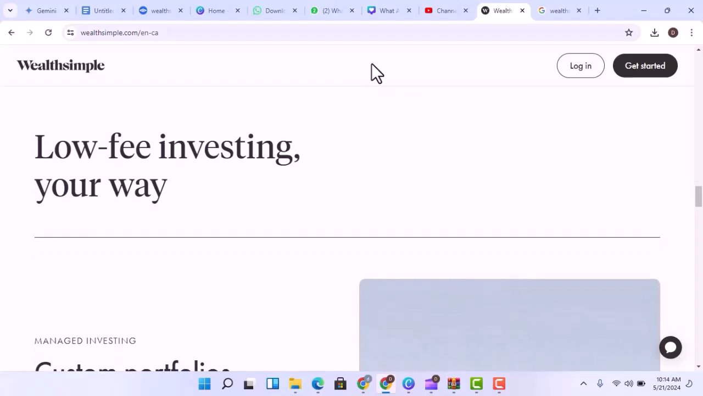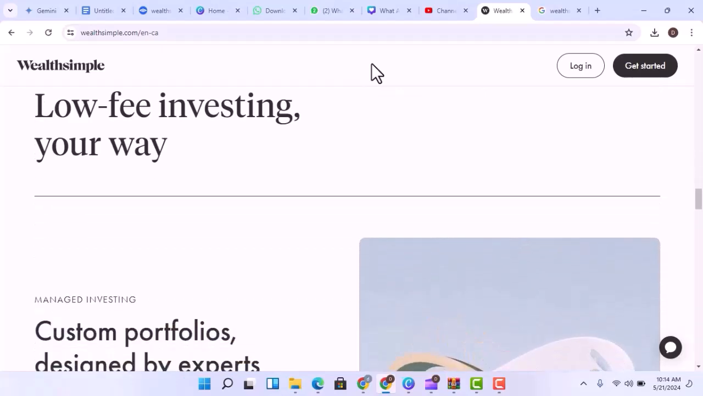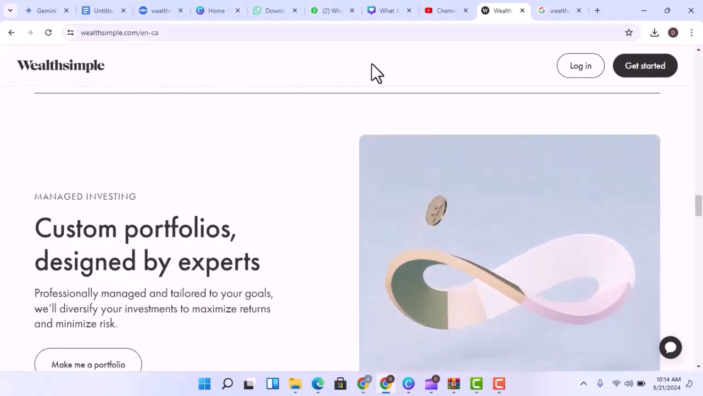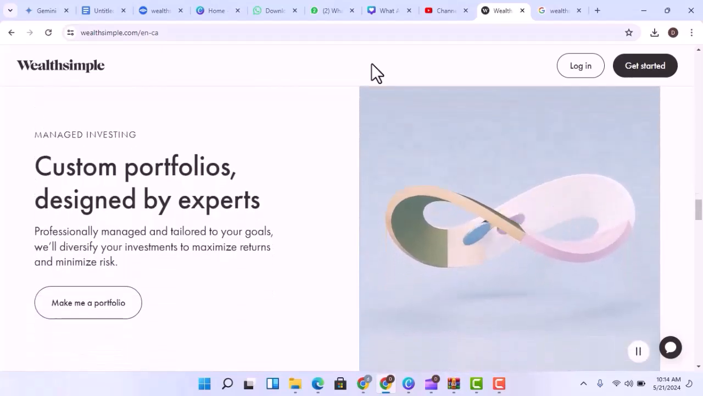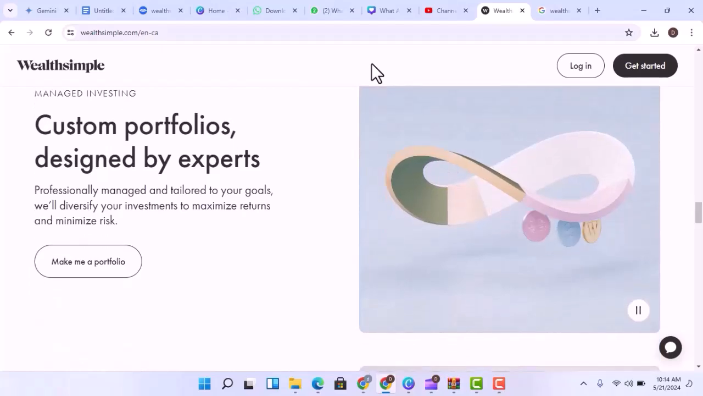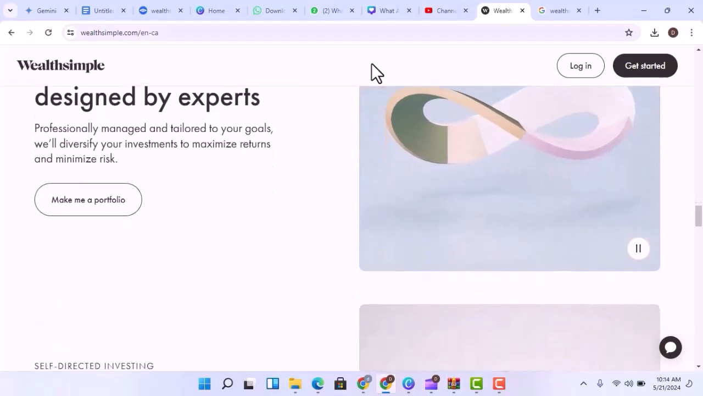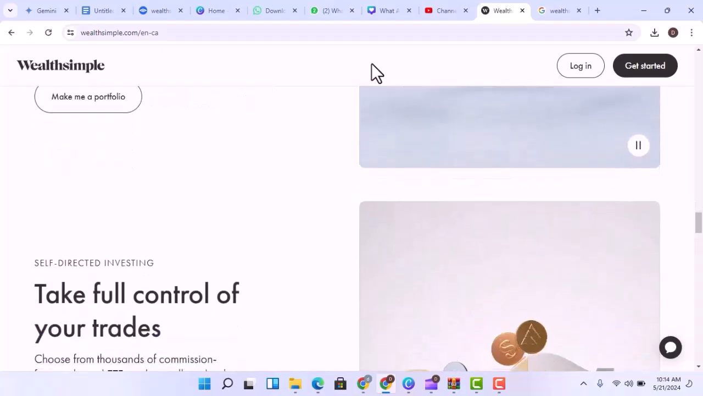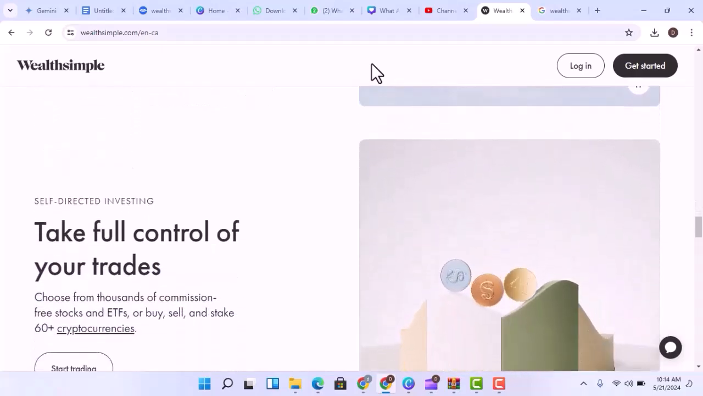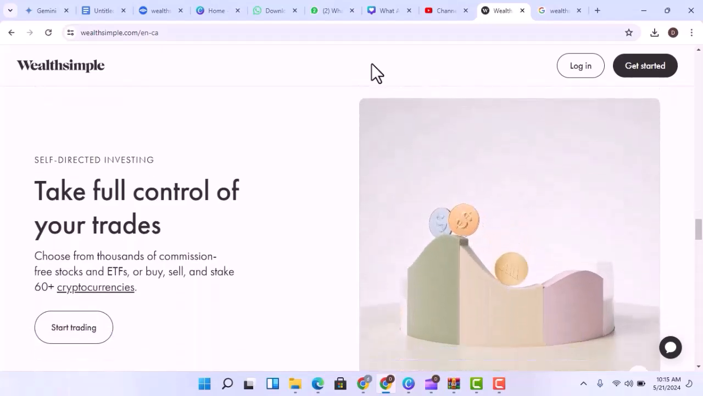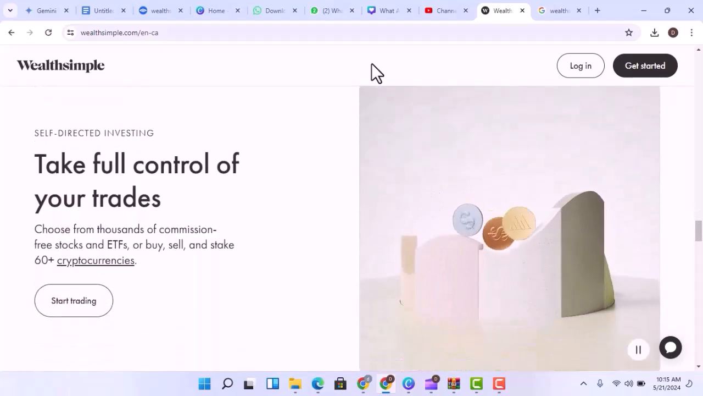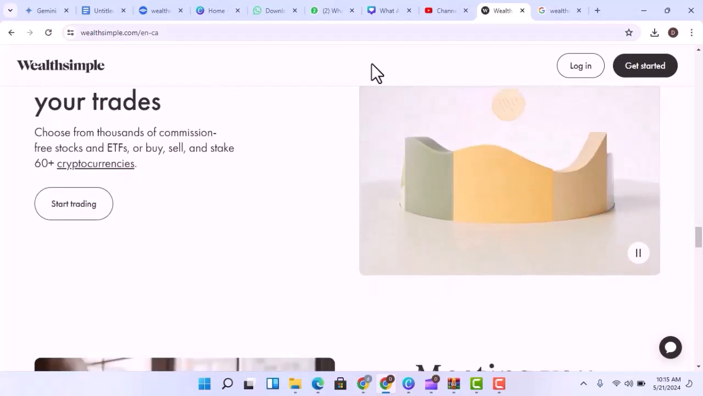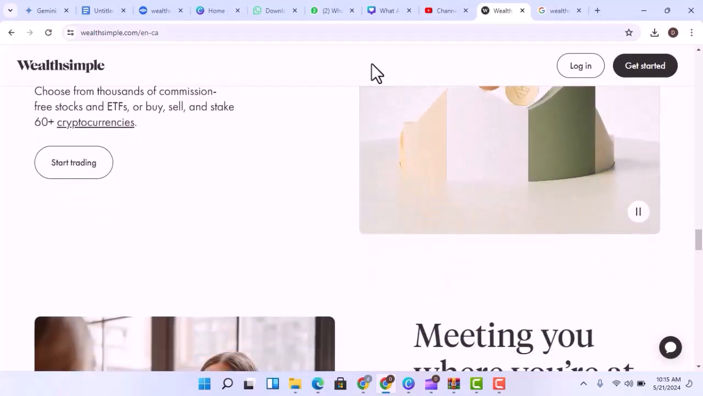But wait, there's more. There are alternative ways to get USD into your Wealthsimple account, even without a USD bank account. You can transfer USD from another investment account. Do you have a USD investment account elsewhere? You can transfer those hard-earned USD directly into your Wealthsimple USD account. The best part? Wealthsimple won't charge you any currency conversion fees for this transfer, saving you some moolah.